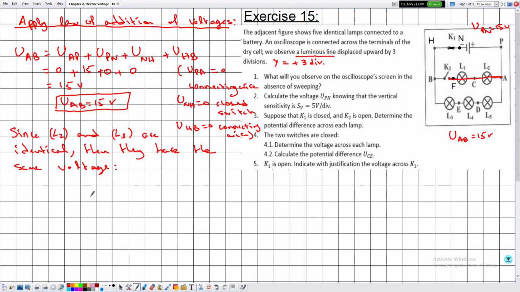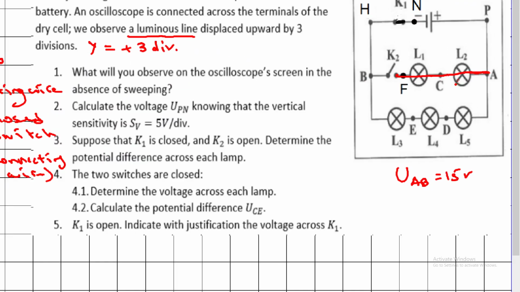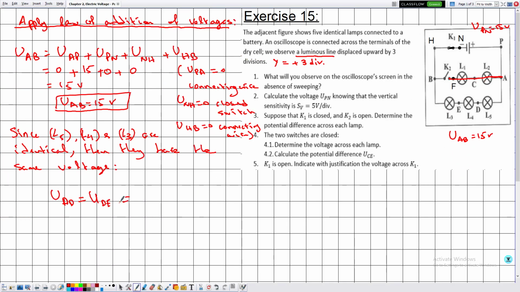Sorry, here I'm talking about the lamps L3, L4, L5. So let me say, starting from L5, L4, and L3. So the voltage of the lamp L5 is given by UAD, which is equal to the lamp L4, which is UDE, which is equal to the voltage of the lamp L3, which is UEB.